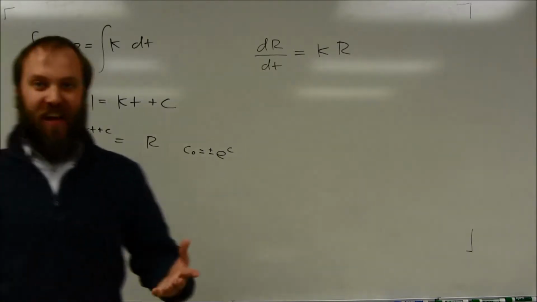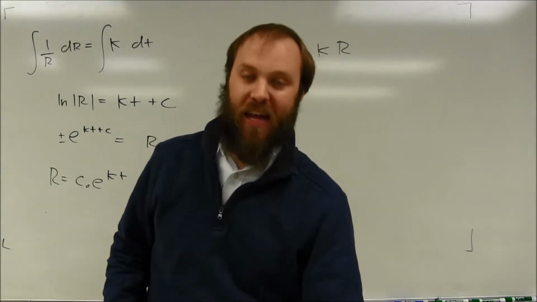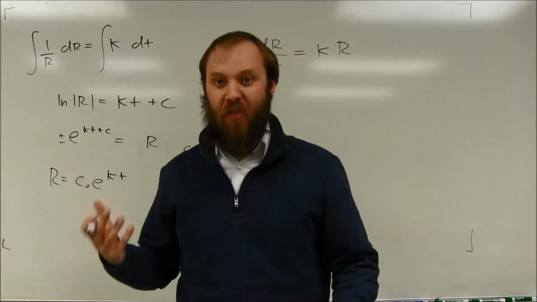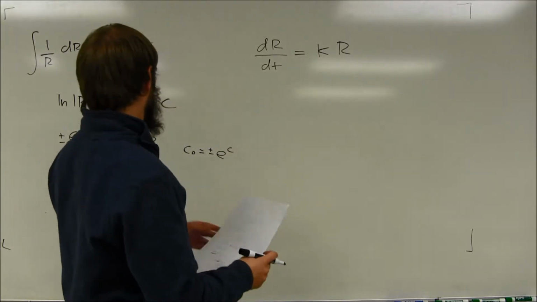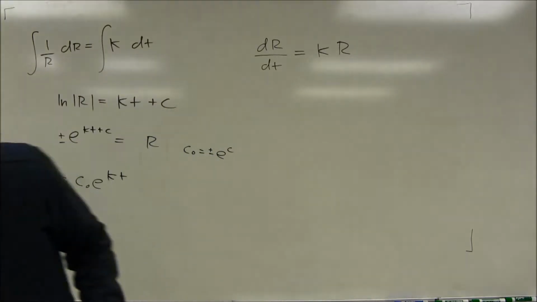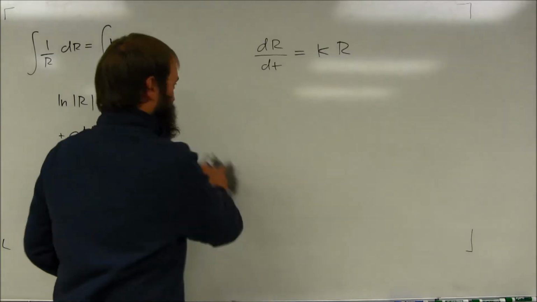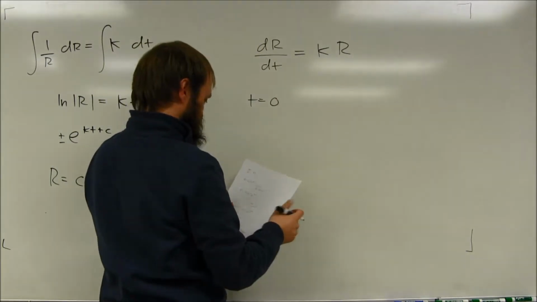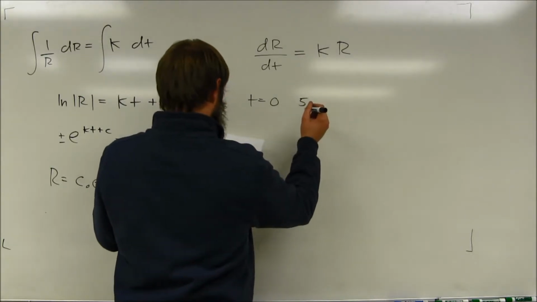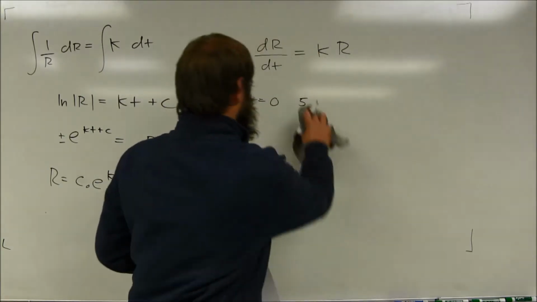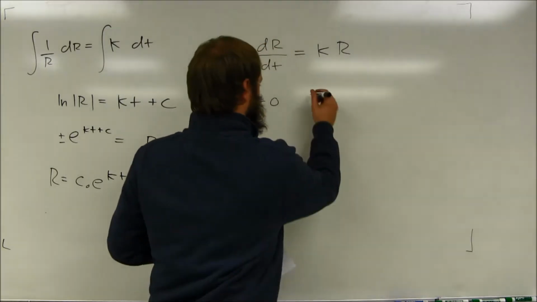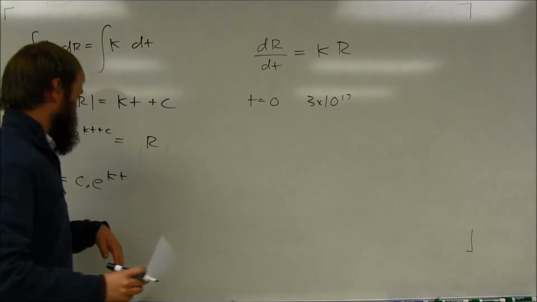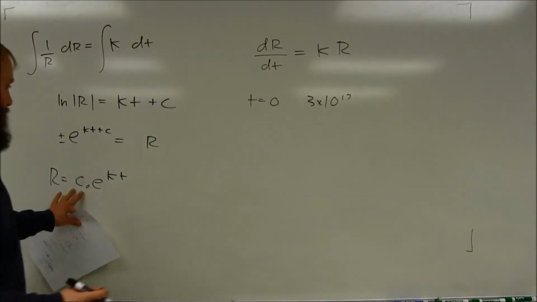All right? Once I've got that set up, this is basically an initial value problem. I need to go back and take those initial values and substitute those into the function. Okay? This is where things get a little bit more interesting. So I know that when time is equal to 0, there are 3 times 10 to the 17th, whatever my units are here, units of radiation. So I can substitute that in here.